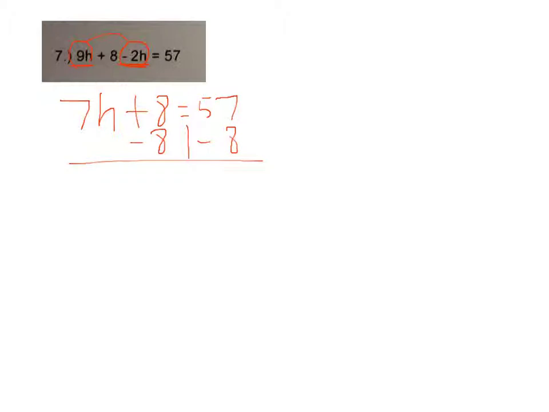So I'm going to subtract 8 on both sides. This right here gives me 0, so I'm left with just 7h on the left. On the right, 57 minus 8 is going to give me 49. Still working to get h by itself.